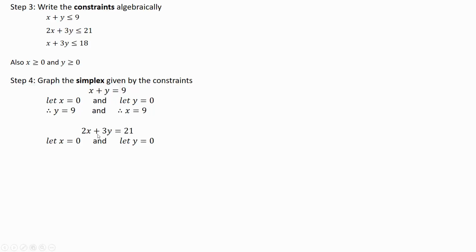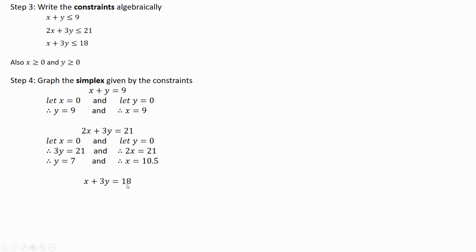In the next one, 2x plus 3y equals 21. Oh, and just a note, I've changed it from a less than or equal to sign up there to an equal sign here because I'm looking at the line that is the upper boundary of this inequality. So again, if I let x equal 0, I'd have 3y equal to 21. And if I let y equal 0, I'll have 2x equal to 21. So then I solve each of these, and I'll have y equal to 7 and x equal to 10.5. That's where it's going to cut the x-axis, and that's where it's going to cut the y-axis.